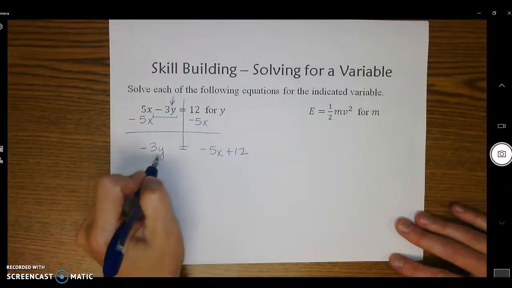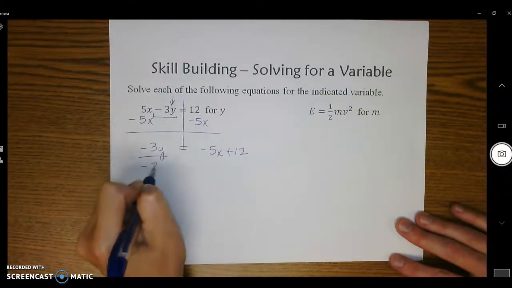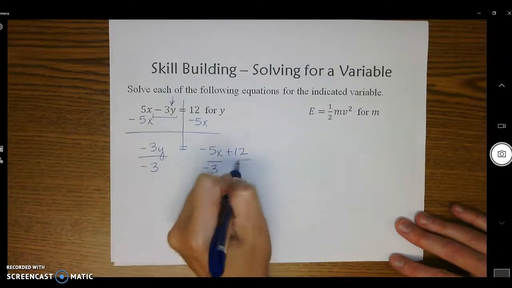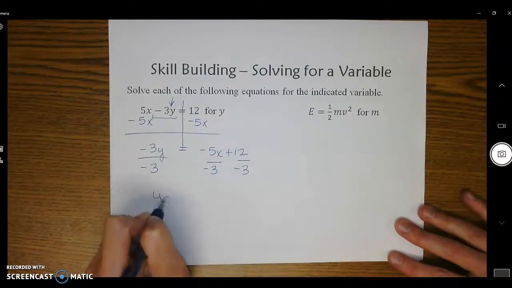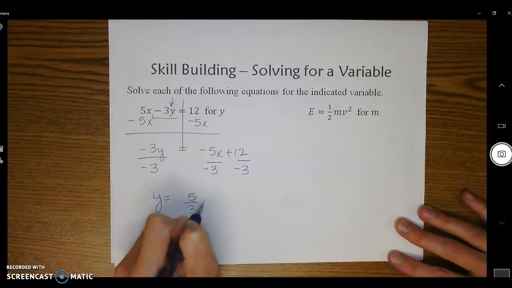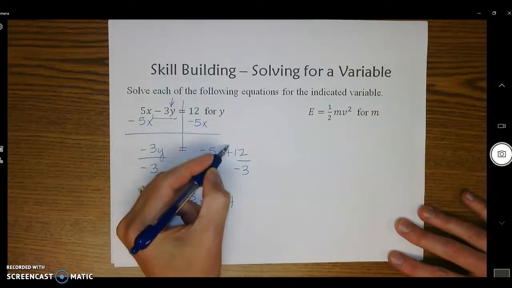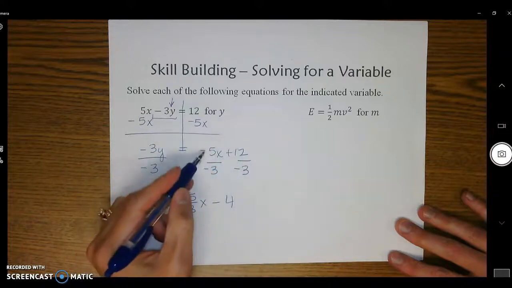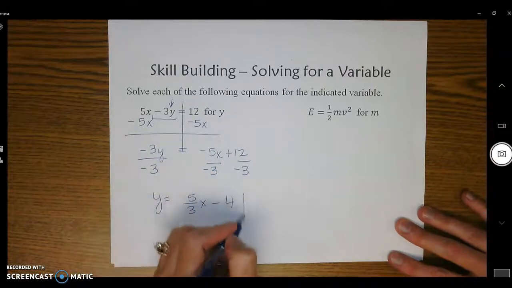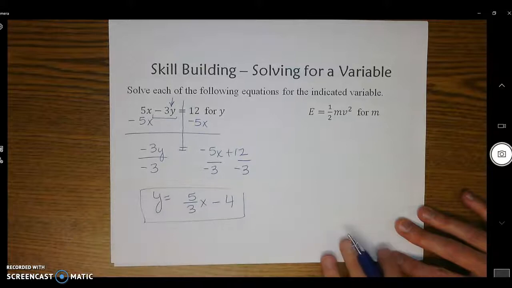All right, lastly, I need to get rid of this negative 3. It is being multiplied by y, so I'm going to divide. So y equals 5/3 x minus, this is 4, right? 12 divided by 3 is 4, positive divided by negative is negative. And over here I had two negatives, so I made it positive. That's it for that one.